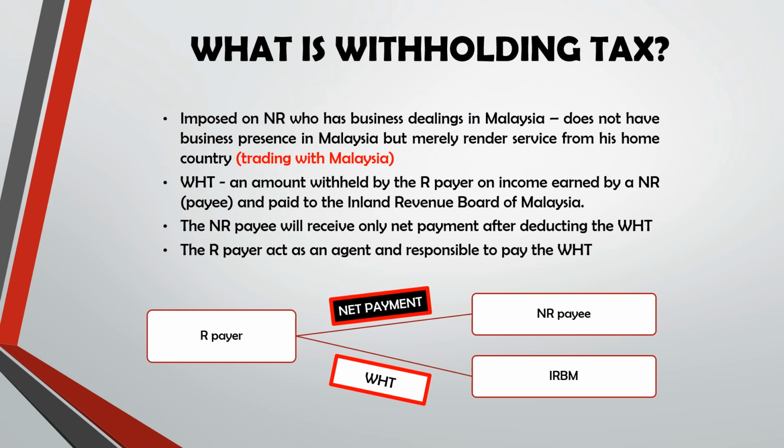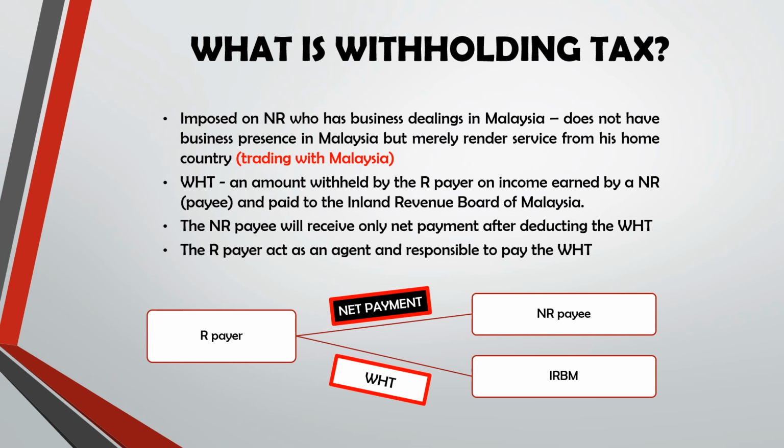So withholding tax is actually an amount withheld by the resident payer. Normally it's the resident payer. Later on, I will explain how it can also be a non-resident payer. It is withheld on income earned by a non-resident payee, the person who receives the amount, and paid to the Inland Revenue Board of Malaysia. The non-resident payee will receive only the net payment after deducting the withholding tax, while the resident payer will act as an agent and is responsible to pay the withholding tax.